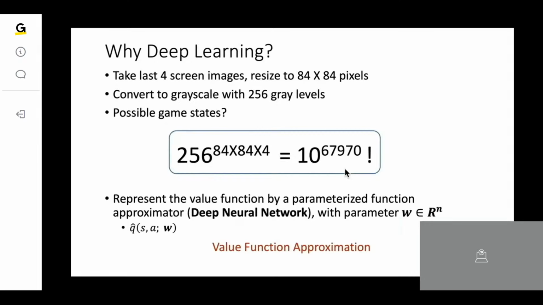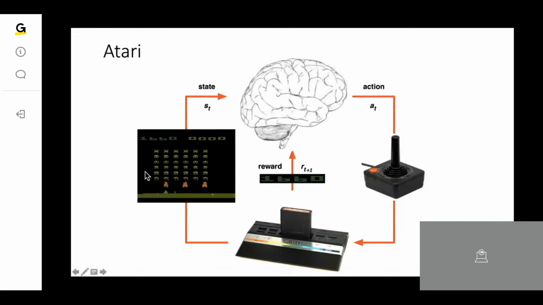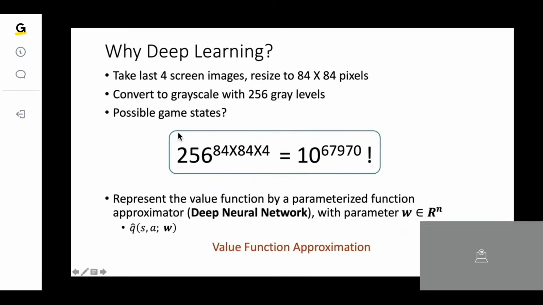Now, the question briefly, why do we need deep learning here, right? The authors of this Atari 2600 paper did a lot of optimizations on their state space. They first of all took the last four screen images, probably to get a sense of direction of the paddle or direction in which the game is going, resized them to 84 by 84 square area, and converted the color coded pixels into gray levels, to 256 gray levels.